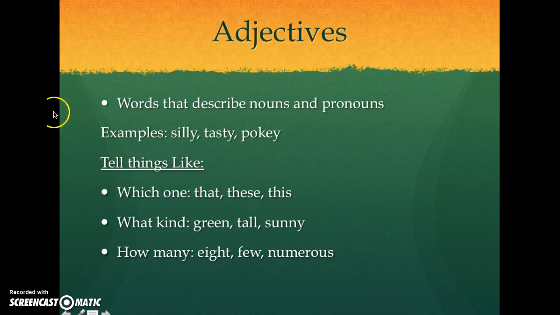Adjectives. These are words that describe nouns or pronouns. Examples like silly, tasty, or pokey. They tell things like which one, what kind, or how many. So if you were to say which one, you would say that, these, or this. Or you're trying to describe what kind, such as green, tall, or sunny. Then there's how many. A few, numerous, or an exact amount, such as 8.